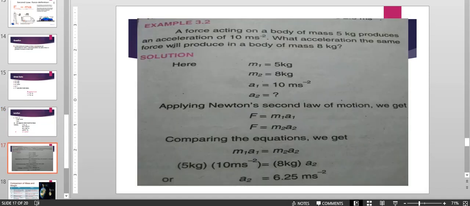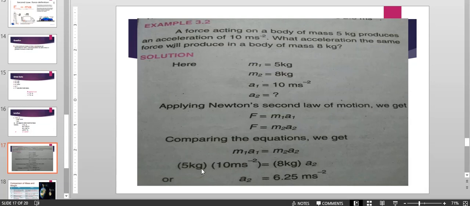Whereas in your textbooks, this question has been solved with another pattern, that is, F is equal to m1 a1 and F is equal to m2 a2. We have compared both the equations, as we have discussed that the force applied here is the same. So, comparing both the equations, m1 a1 is equal to m2 a2.